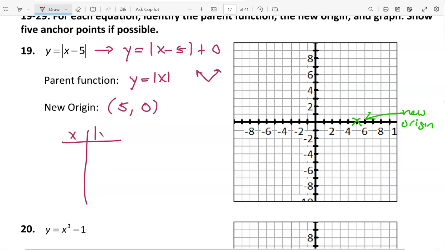So x, absolute value of x, we plug in some negatives, 0, and a couple positives, take their absolute values to get the y values, and then just graph those points as if the new origin were the actual origin. So 2 to the left and 2 up from there, 1 to the left and 1 up, 0 to the left and 0 up, 1 to the right and 1 up, 2 to the right and 2 up. That gives us enough points that we can get a nice accurate graph of this V shape.